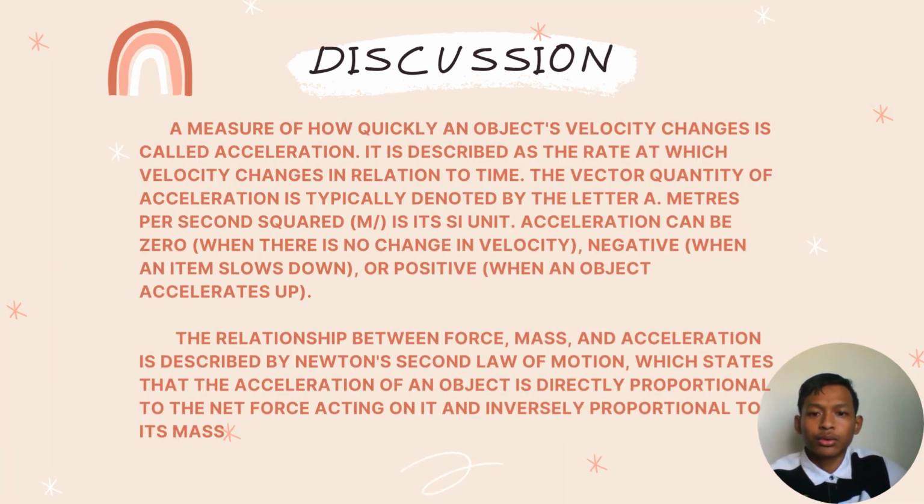A measure of how quickly an object's velocity changes is called acceleration. It is described as the rate at which velocity changes in relation to time. Acceleration, a vector quantity, is typically denoted by the letter a, and meter per second squared, m/s², is its unit. Acceleration can be zero when there is no change in velocity, negative when an item slows down, or positive when an object accelerates up.